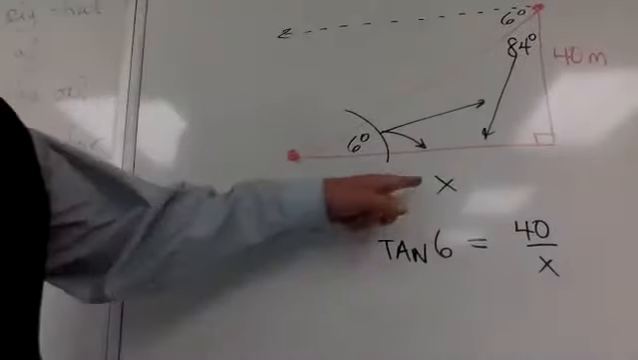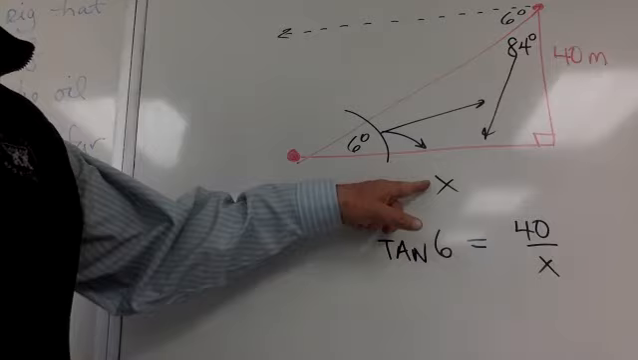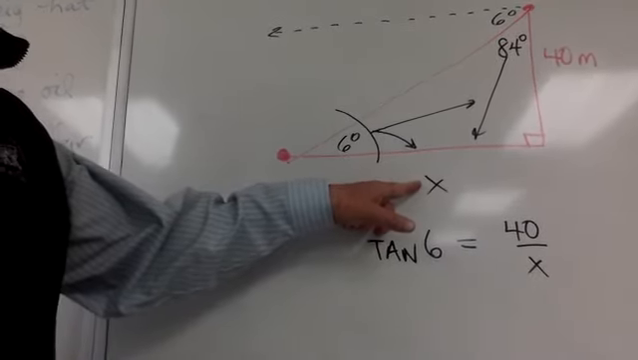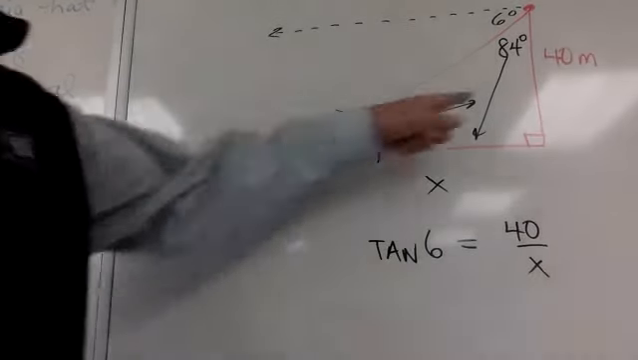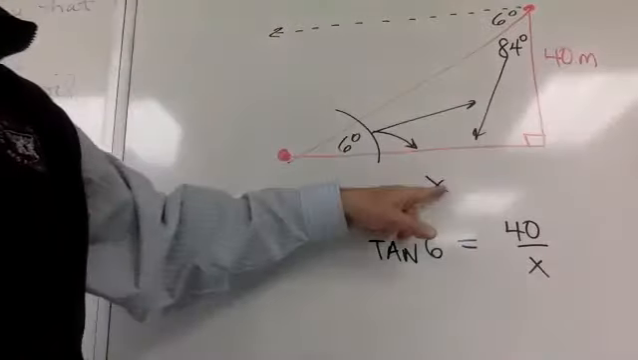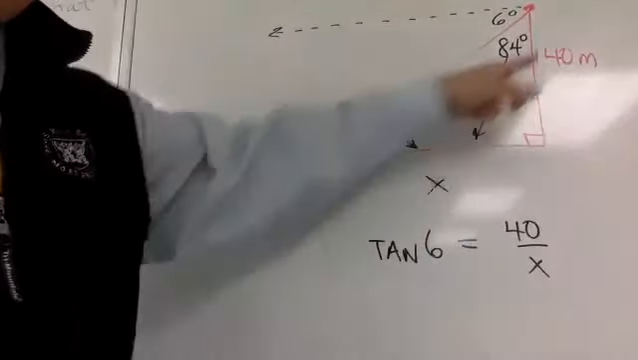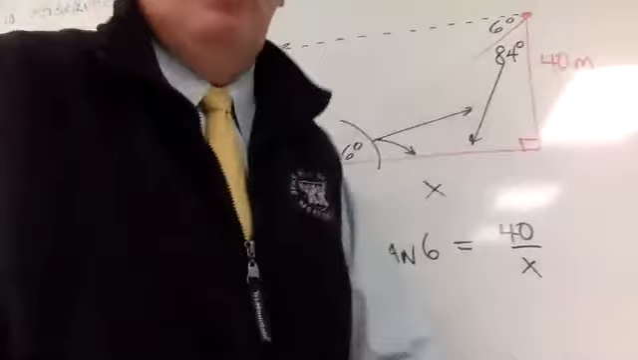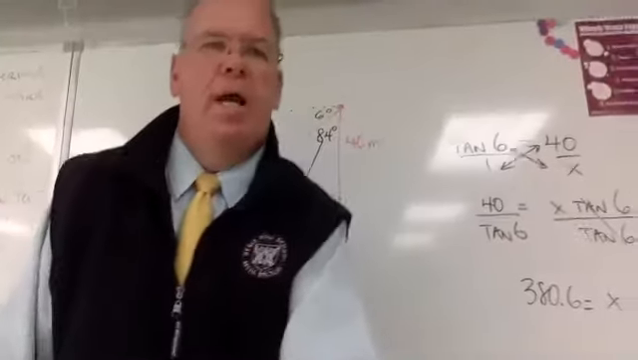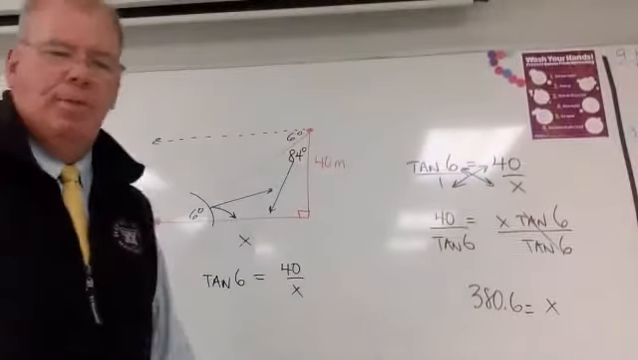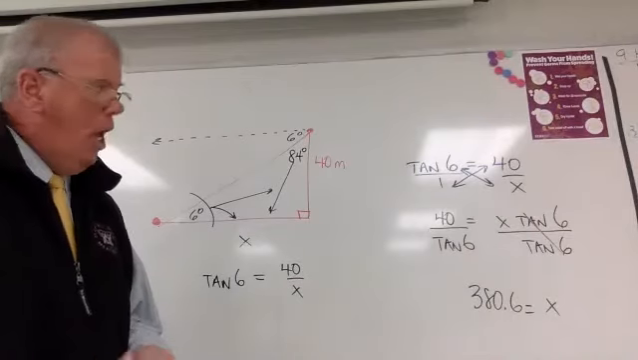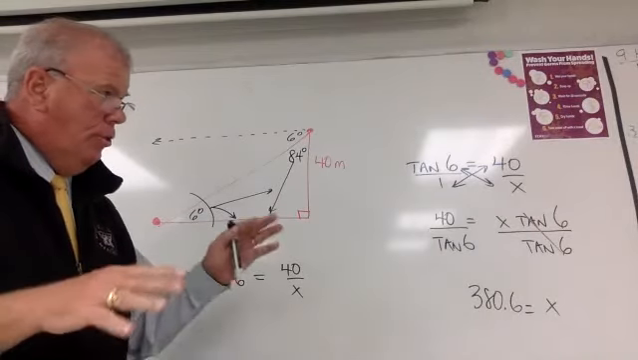If you had done your work and told me x was 27, how would you have known you did something wrong? Well, the side opposite 6 is 40, so this side can't possibly be smaller than that. Does that make sense? That's just stuff that you should know about triangles that helps you do the work. So those are the last two things you have to work on.